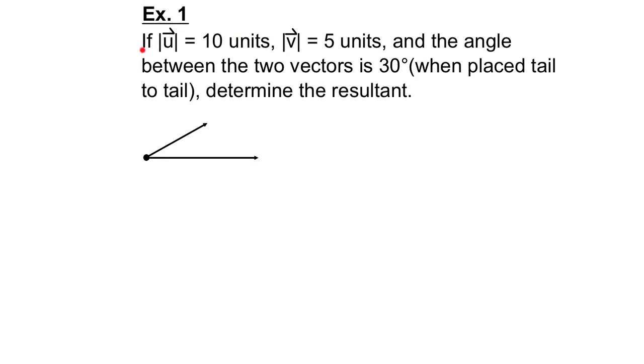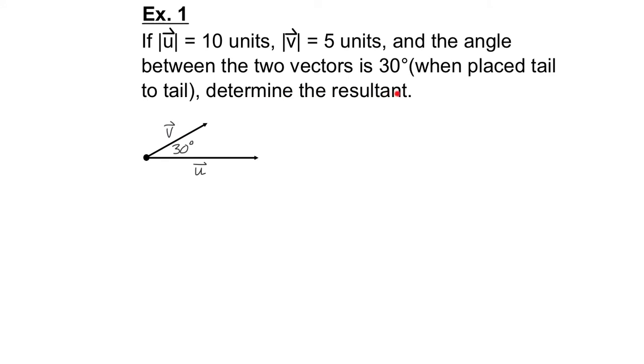Here's my first example. If the magnitude of U is 10 units, the magnitude of V is 5 units, and the angle between the two vectors is 30 degrees when placed tail to tail, determine the resultant. So here's a diagram of what the given information is in the question. It says that U is the longer vector, V is the shorter vector. There's an angle of 30 degrees between them when they're tail to tail. Okay, so this is what's given.